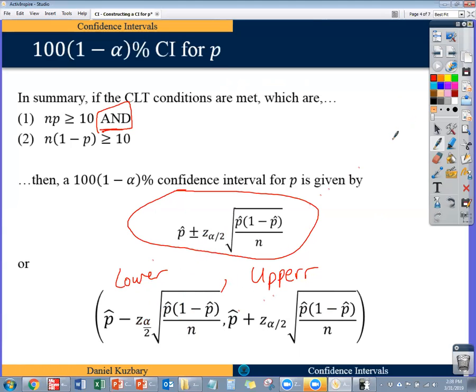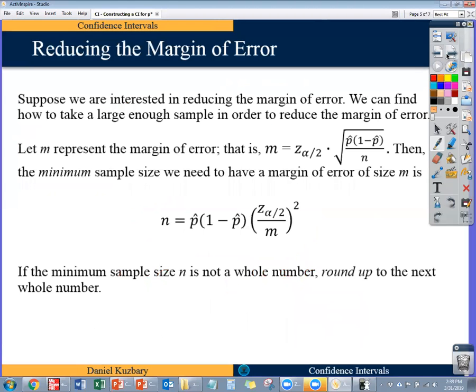I'm going to show you how to do this in a separate video, but before I do, from this formula we can do a little bit of rearranging. If we're interested in reducing the margin of error while having the same confidence level, there's some restructuring of the formula we can do. So let's start by calling the margin of error M instead of E. So this is the same thing as E, but we're just calling it M for a moment, where this is the margin of error. M is equal to this stuff.